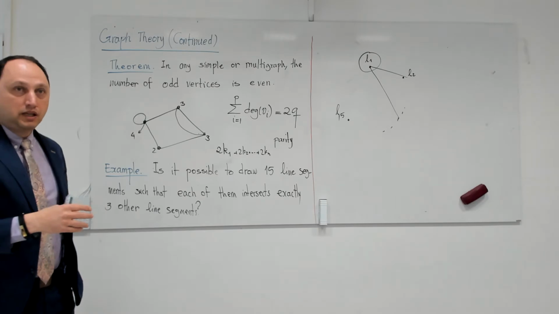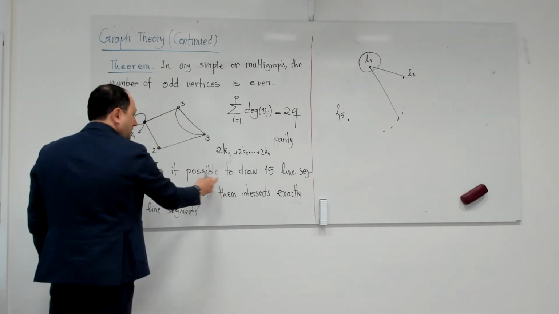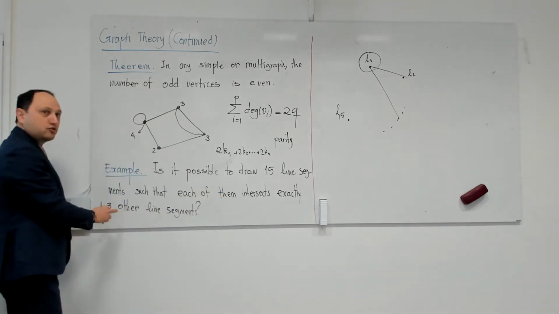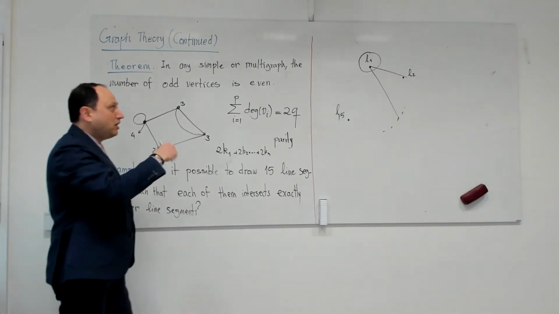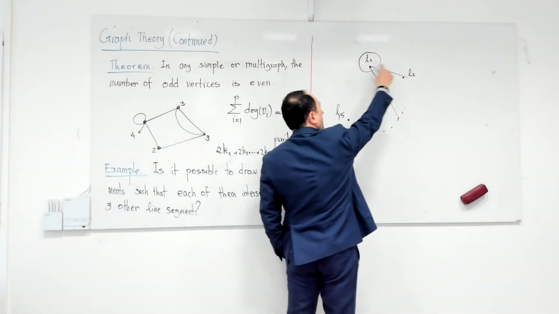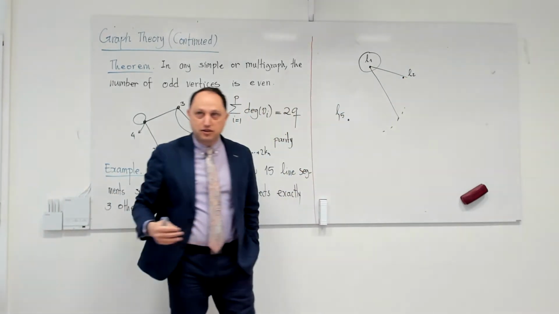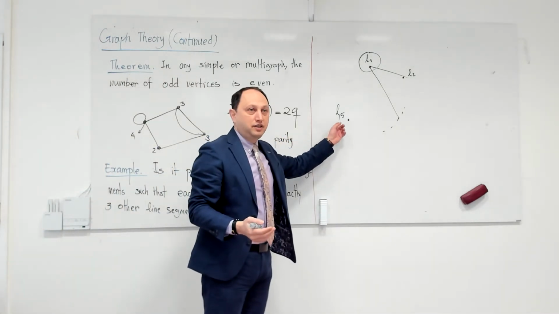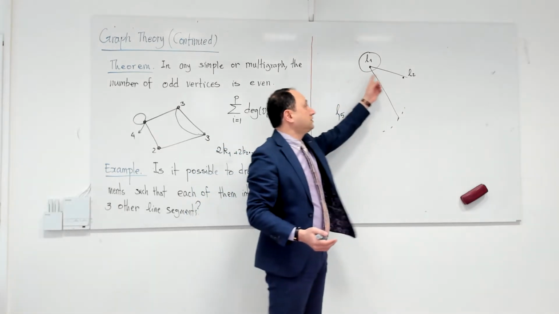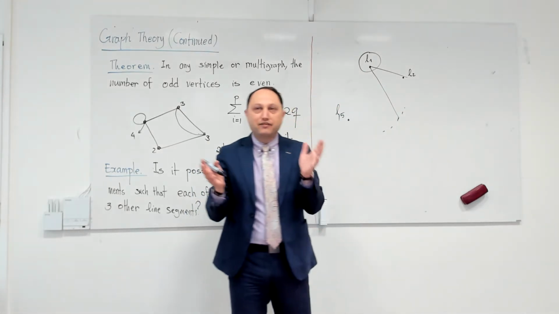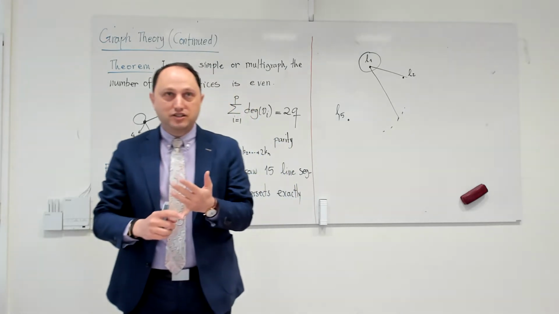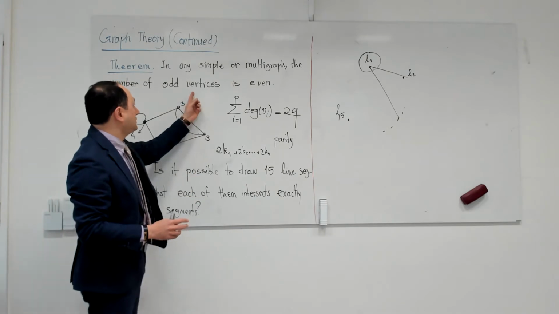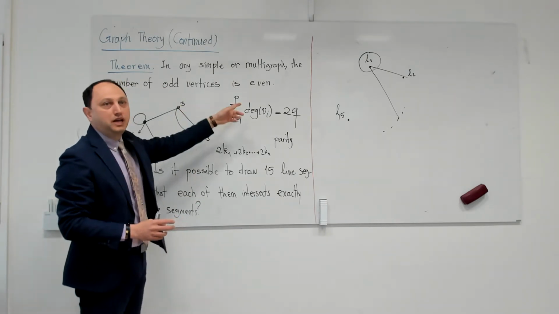Is that understandable? So now the question is: is it possible to draw 15 line segments such that each of them intersects exactly 3 others? So it means, is it possible that the degree of each one of these vertices be exactly 3? Why not? Because we have how many vertices? 15, which is odd. If all of them are of degree 3, it means I have a graph with 15 vertices, all of degree 3, which is not possible because we just showed that the number of odd vertices should be an even number.